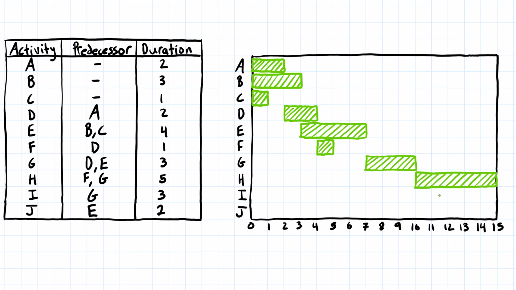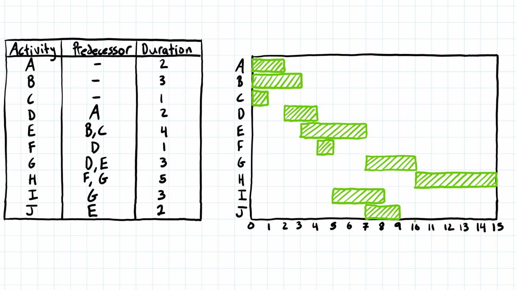And then activity I depends on G, so it can't start until G is finished. So we're going to be starting at this point, and it's just 3 days long. So we'll draw this on as 1, 2, 3 days. And activity J can't start until E is finished, and it's 2 days long. So we're going to figure out where did E finish. It is here at the end of the 7th day. So that is where J is going to start up, and it's just 2 days long. So that'll take us to the end of the 9th day on that activity.